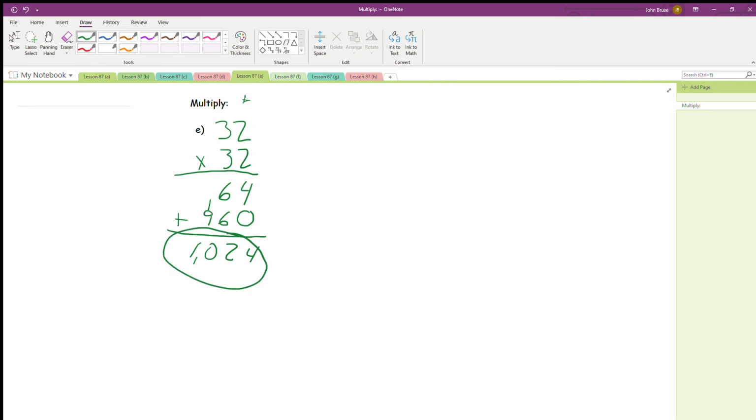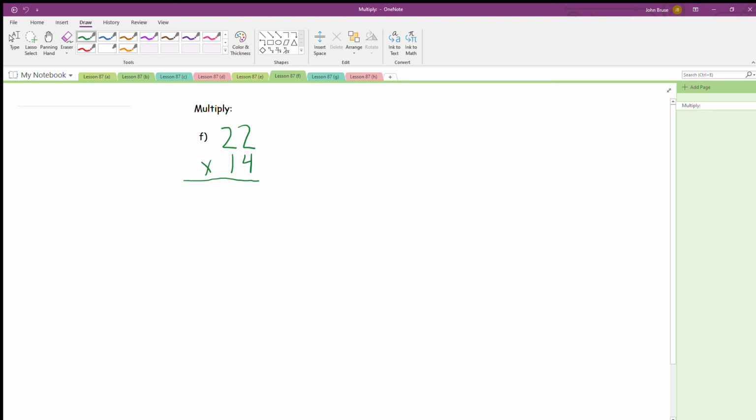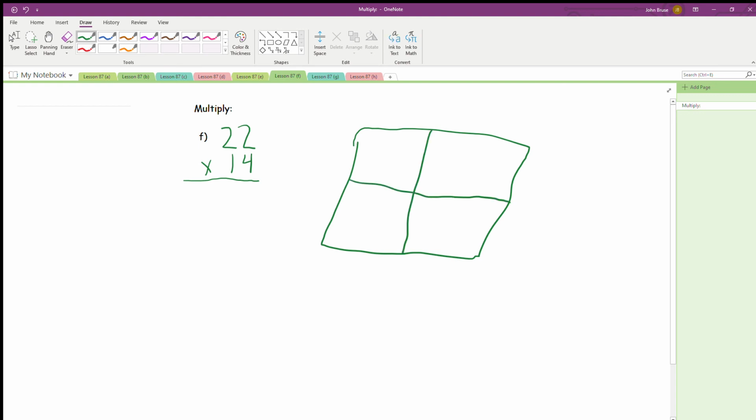All right, moving on to F. Okay, we're going to use the area model on this one. Still figuring this box out, guys. Sorry about the crooked box. I'm learning. Okay, so we're going to put 22 on top in expanded form. We're going to put 14 on the side in expanded form.